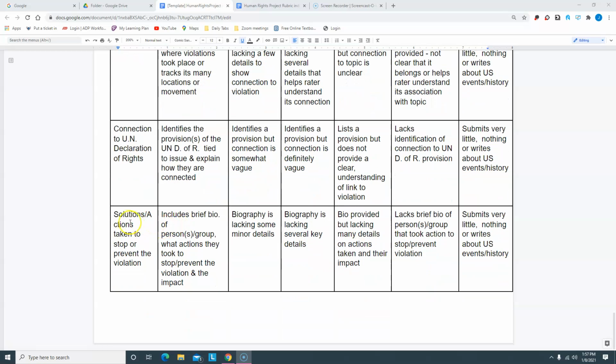And your last piece on the rubric is solutions, actions taken to stop or prevent the violation. This should include a brief biography of the person or the group, what actions they took to stop or prevent the violation, and the impact beyond the violation.